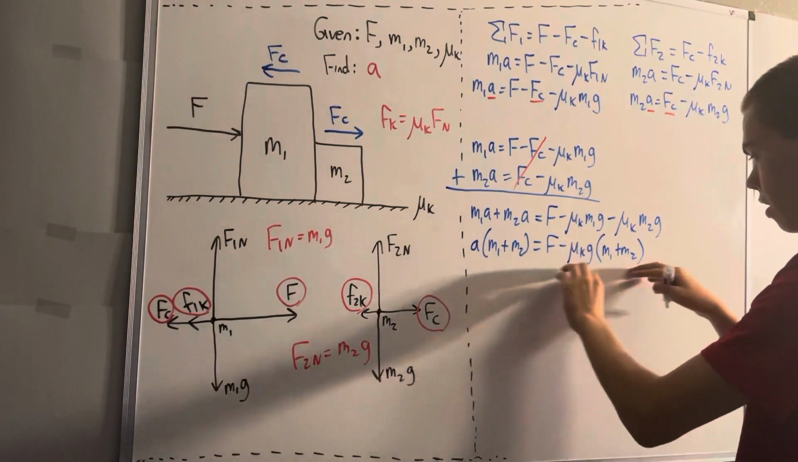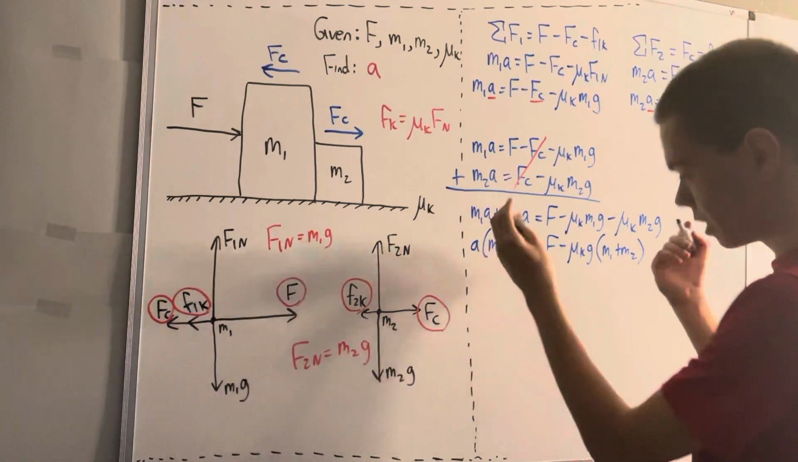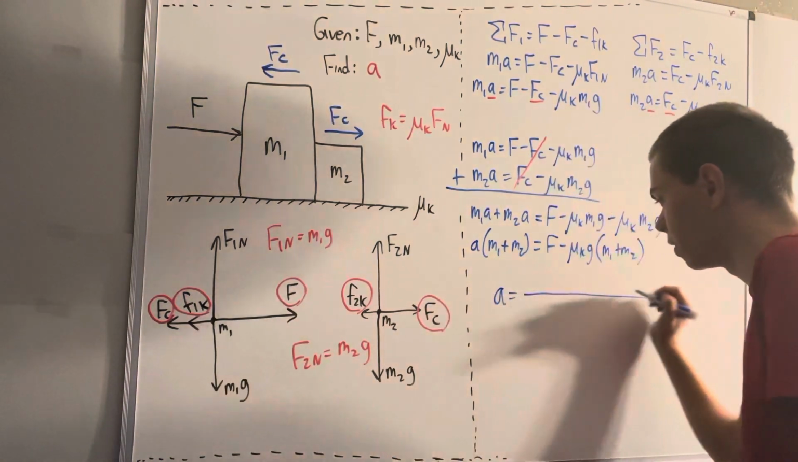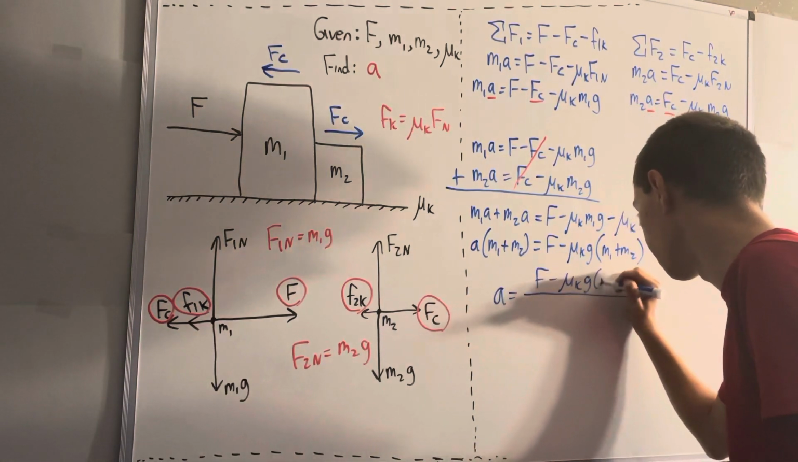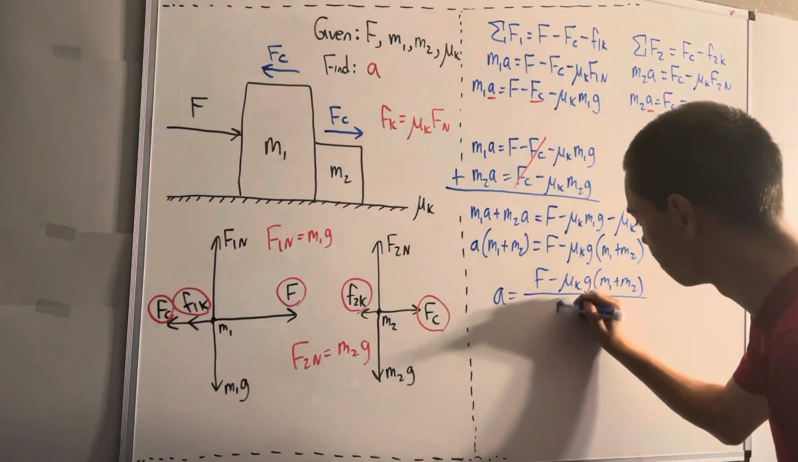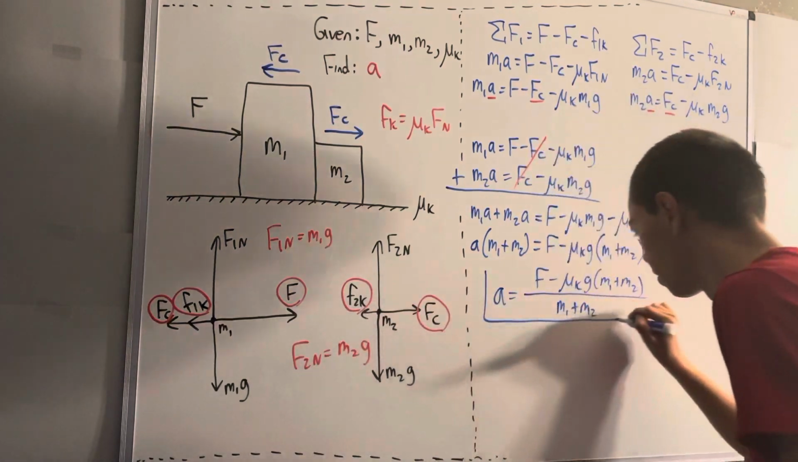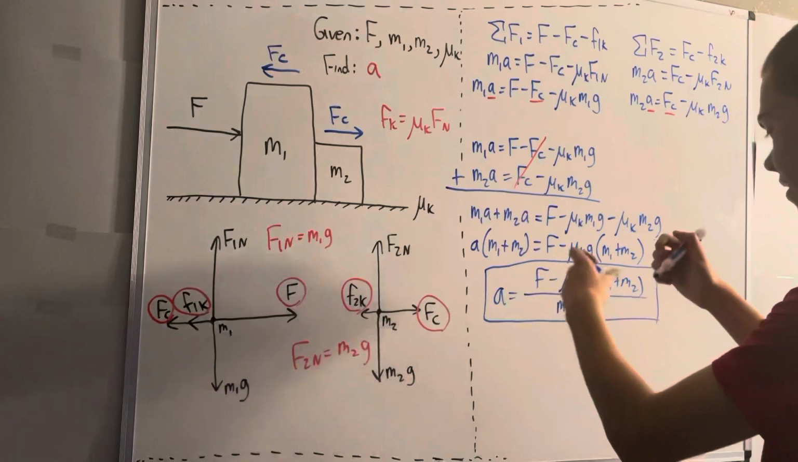So this makes it a little bit simpler to look at, and we can now just solve for acceleration. When we solve for acceleration, we get F minus mu k g times (m1 plus m2), all over m1 plus m2. And so this right here is the acceleration of the system. That's basically the idea.